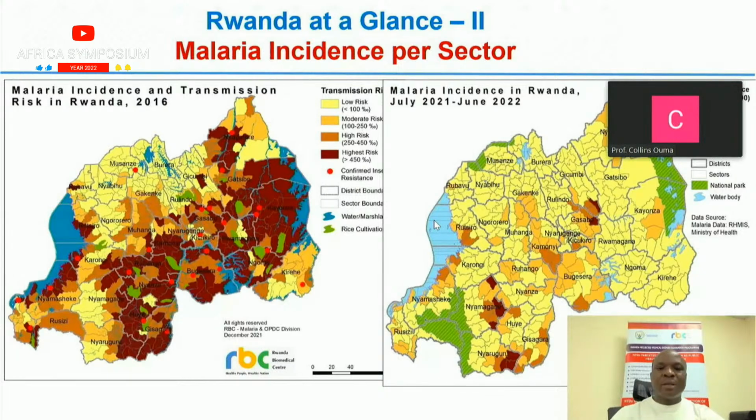This was in 2016, and you can see on the left side, after 5 years of sustained interventions, almost all sectors are now in yellow, below 100 per 1,000 as incidence, meaning that sustained interventions for malaria prevention are producing good results, and almost everywhere.